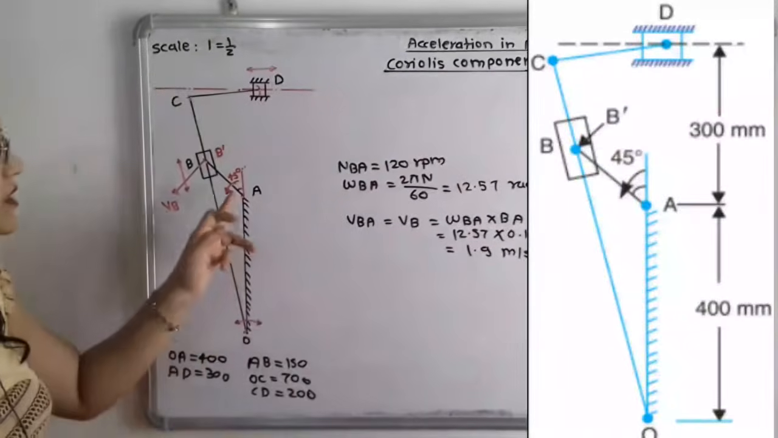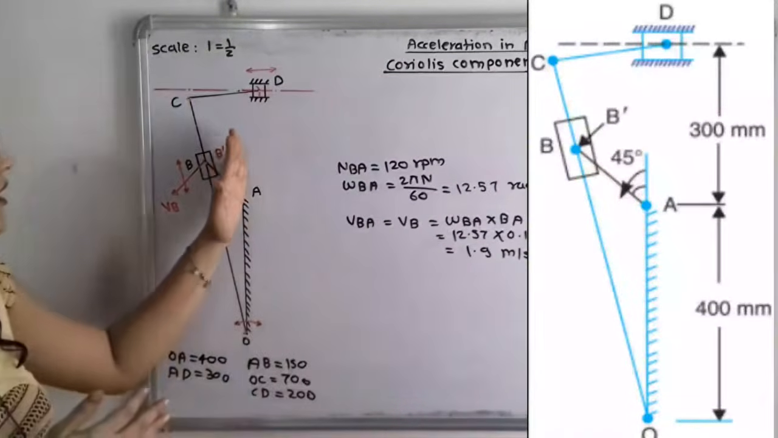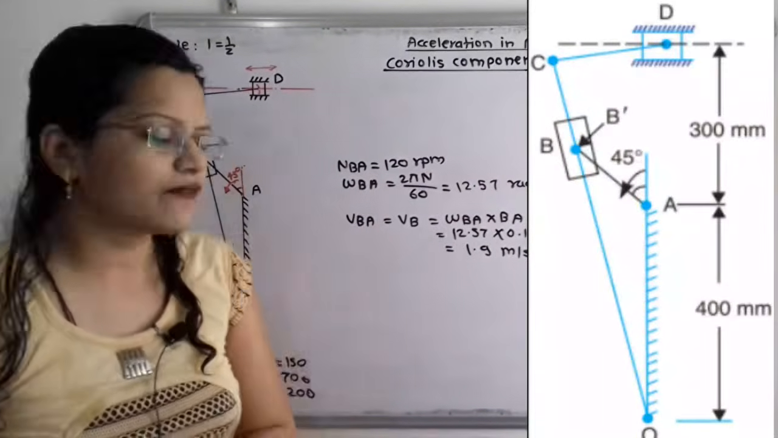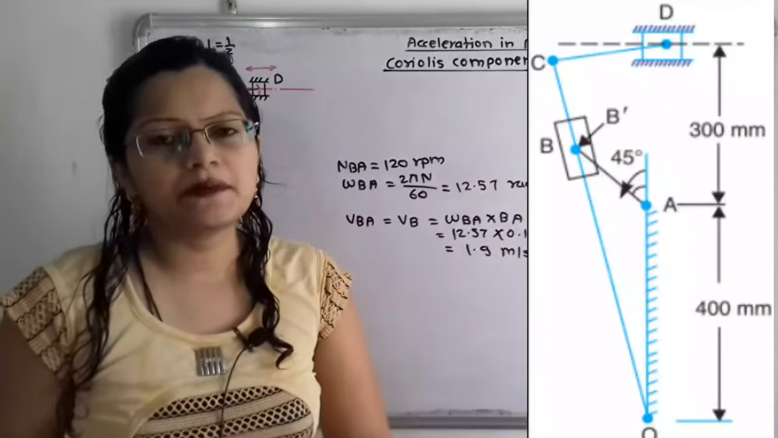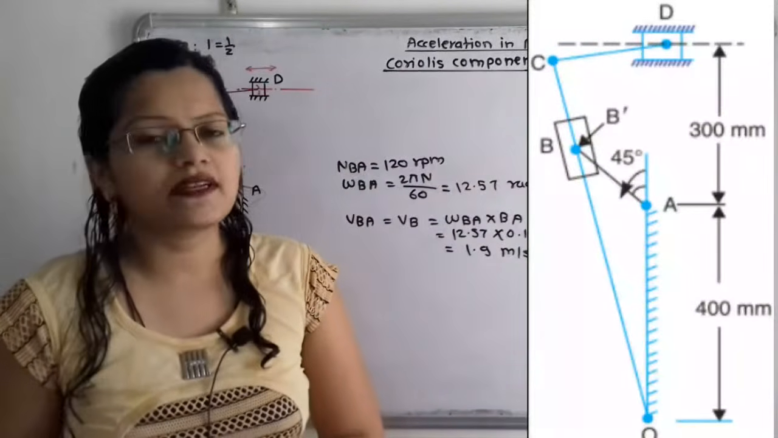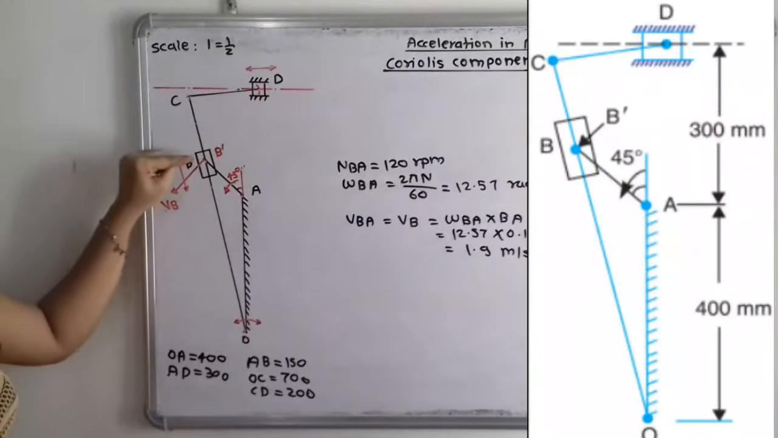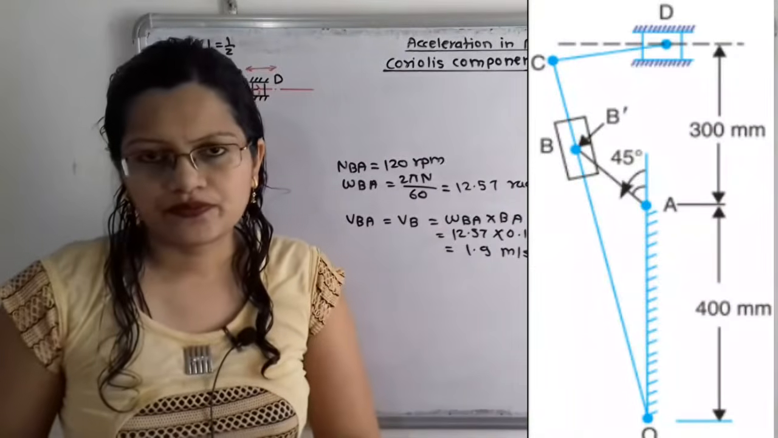Now from this point A we have to take a 45-degree angle from this vertical line and we will draw here the length AB, which is given as 150 mm, that means 15 cm, but 15 divided by 2 is 7.5 cm. So in this way this point B is also fixed.